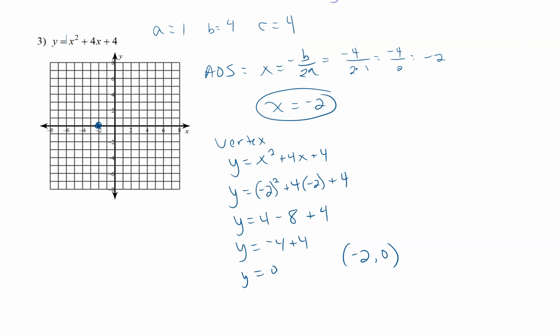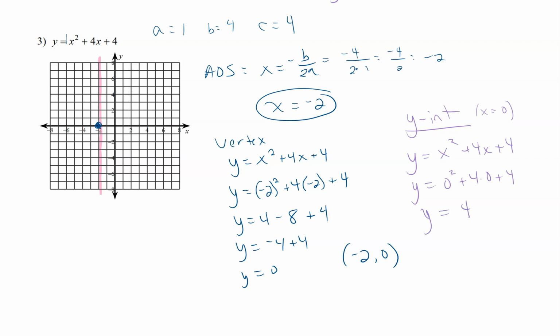So that's right there. We can go ahead and sketch in our line of symmetry. And then from here you need at least one more point. In standard form, finding the y-intercept is usually the easiest because the y-intercept is where x is equal to 0. So you're going to say y equals x squared plus 4x plus 4, and you're going to plug the 0 in for x. So 0 squared plus 4 times 0 plus 4. So the y-intercept is just positive 4.